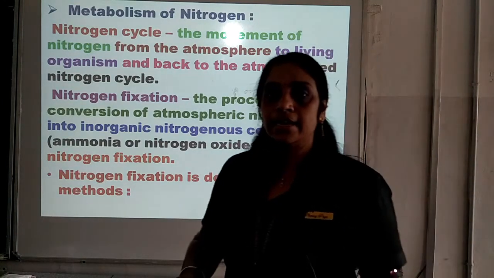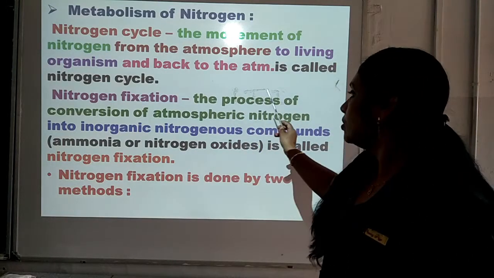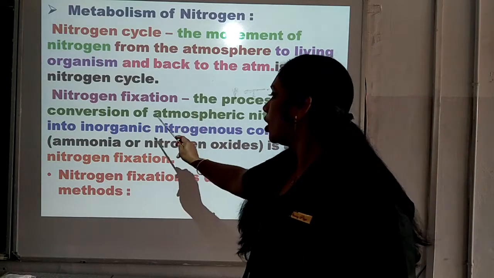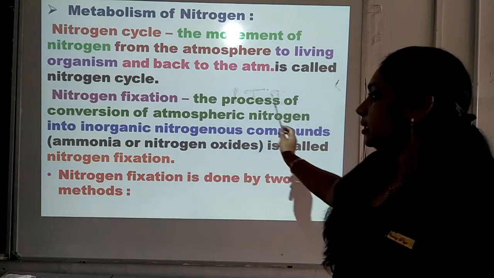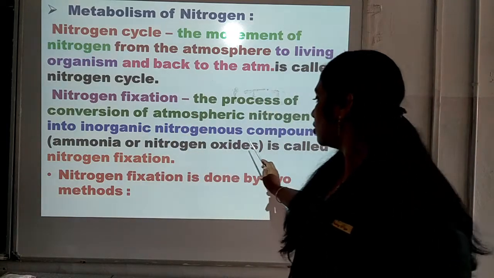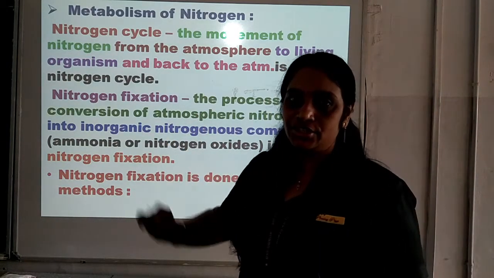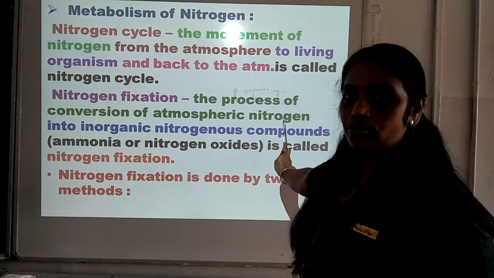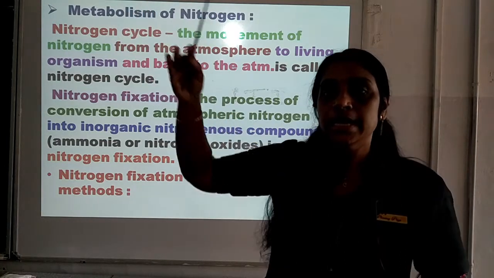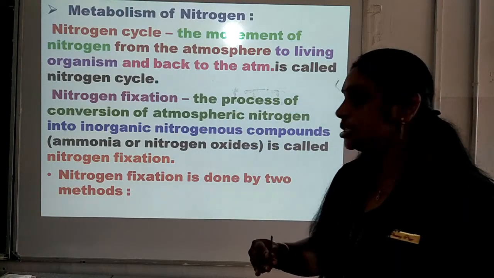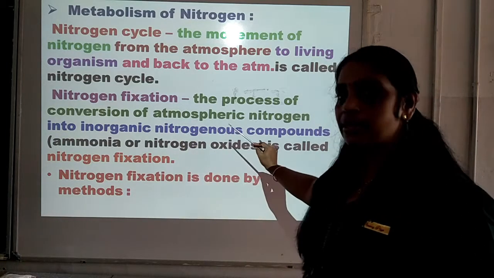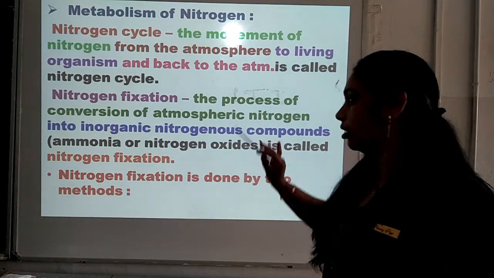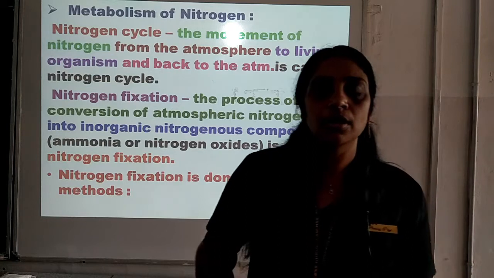And next one is nitrogen fixation. The process of conversion of atmospheric nitrogen into inorganic nitrogenous compounds, that is ammonia or nitrogen oxides, is called nitrogen fixation. What is nitrogen fixation? It is a process of conversion of atmospheric nitrogen. The nitrogen which is present in the atmosphere is converted through this process into inorganic nitrogenous compounds such as ammonia or nitrogen oxide, and that process is called nitrogen fixation.